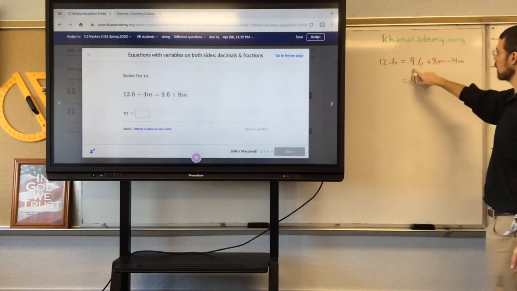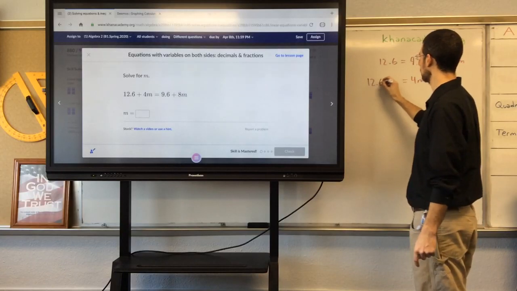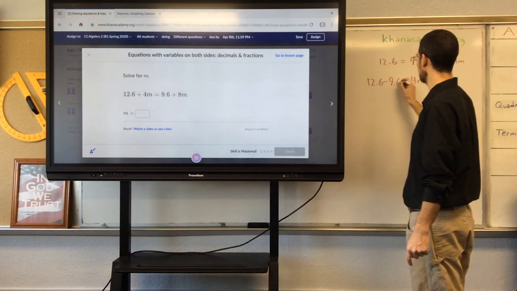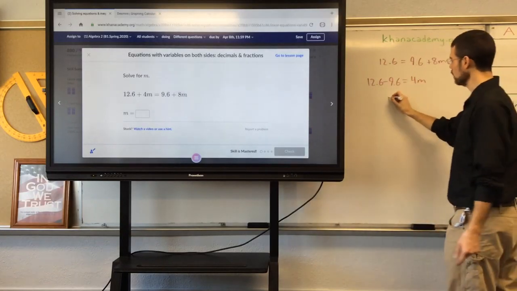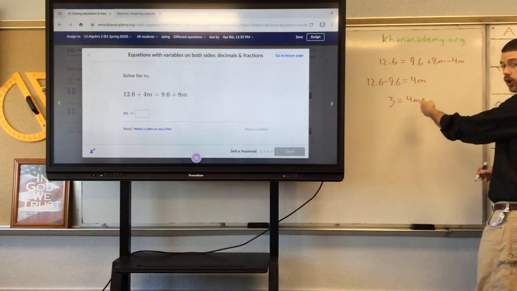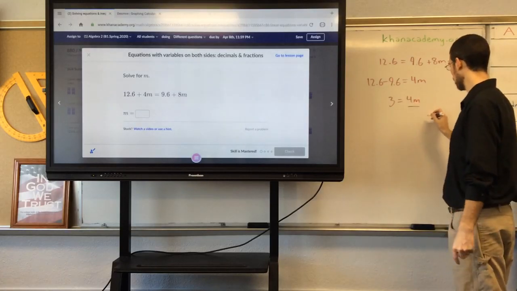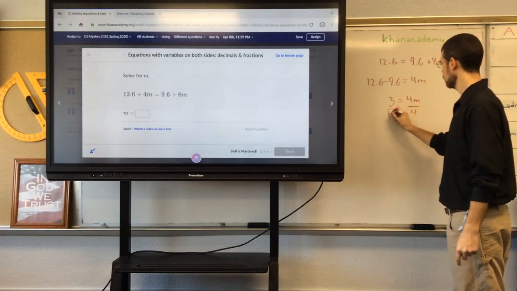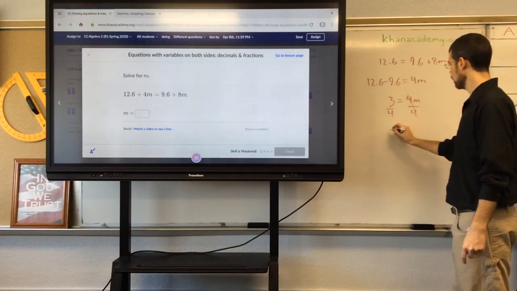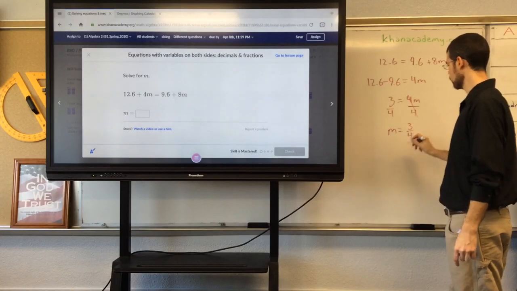Now we're going to take the 9.6 away from both sides of the equation, so we get 12.6 minus 9.6. That will be 3. And to get 1m, we have to divide the 4m's by 4. If we do that on both sides of the equation, we get m equals 3/4.